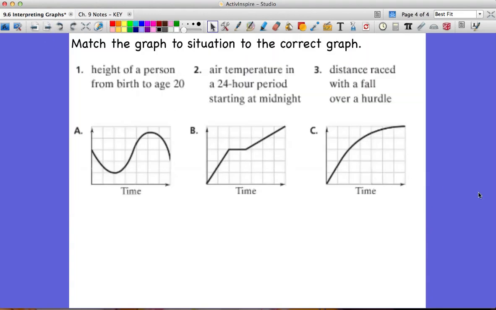Okay, for your posts on Edmodo, you need to match the graph to the situation. Alright, so you have graph A, B, and C, and you have situations 1, 2, and 3. So on Edmodo, when you post, you can post 1B, 2C. Whatever graph matches the number, you can just post that number and that letter together. Only do one post, please, so it's easier for us to go through tomorrow. Again, if you have any questions, make sure that you write them down or post them on Edmodo so we can go over them in class.